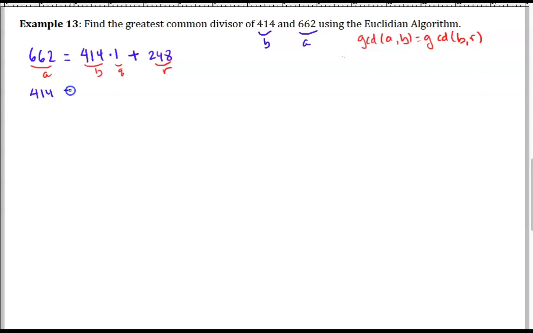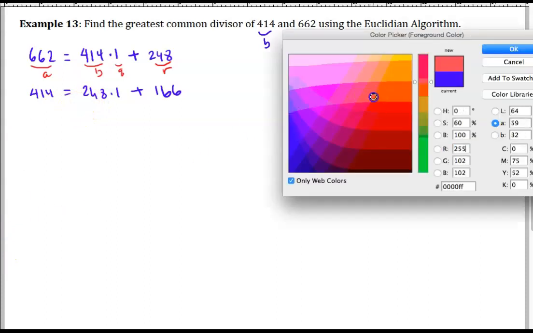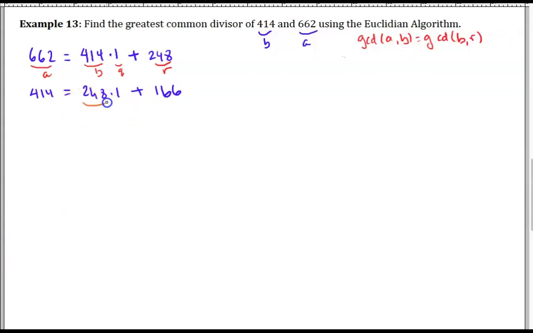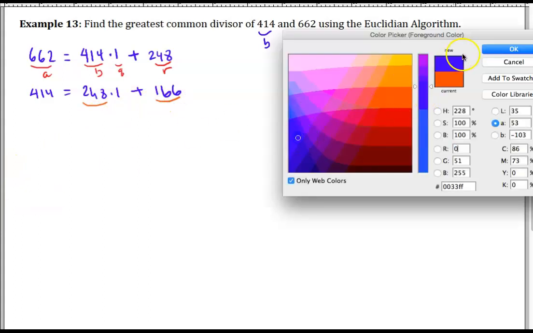So 414 divided by 248 goes in once. All right, so it's going to be 248 times 1, and find the remainder. We get a remainder of 166. Okay, and now these become our new numbers. We're going to continue with that.